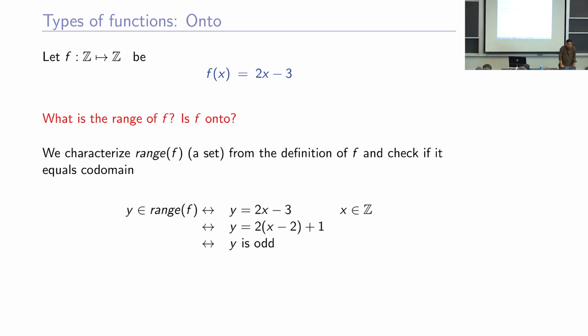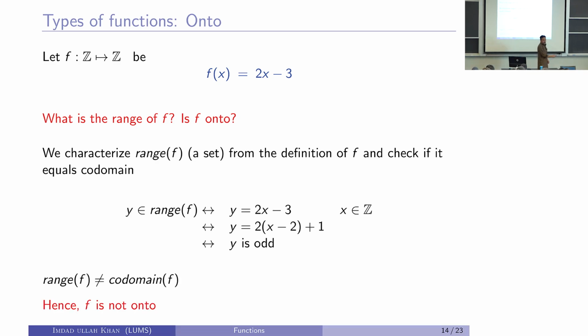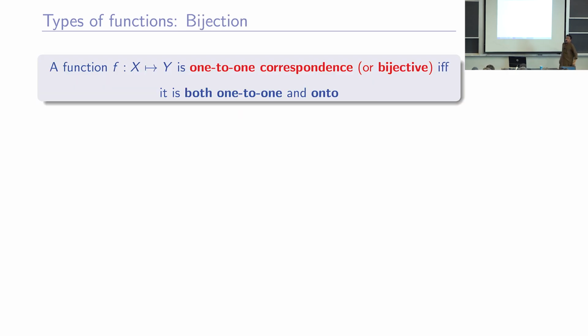So all images are odd numbers. What is the range of this function? Odd integers. What is the codomain of this function? Integers. So this is not an onto function. Okay, it isn't an onto function. Not everybody has a pre-image. What is the pre-image of an even number? Let's say, what is the pre-image of 4? There is no pre-image of 4, right? 4 is not equal to 2 into x minus 3 for any integer x. So this isn't onto.